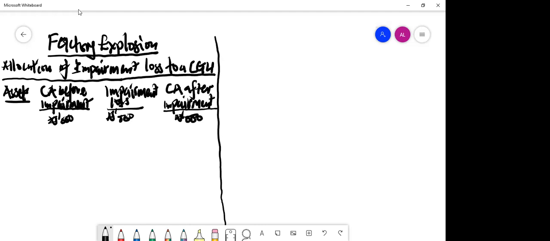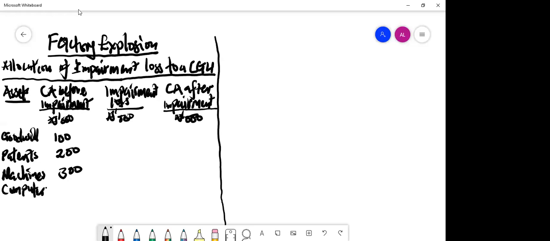So anytime you are doing cash generating units or anything, this is what you need to do. Okay, you have to do this. If you don't do this, I don't understand how you're going to compute it. Okay, so you now leave them out, you know, we have goodwill, all right? What's the figure for our goodwill? So then patents is how much? That should be 200, right? Then machines, 300. Then we have computers. Then we have buildings. So the total should be 2,600.